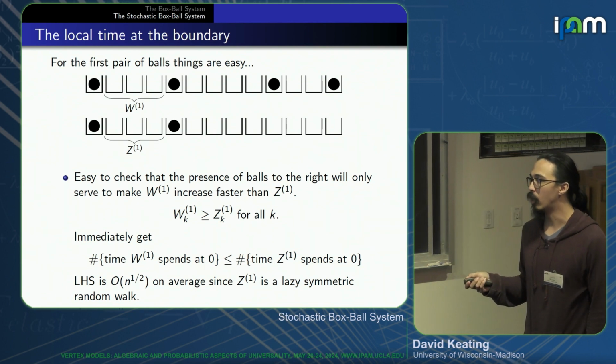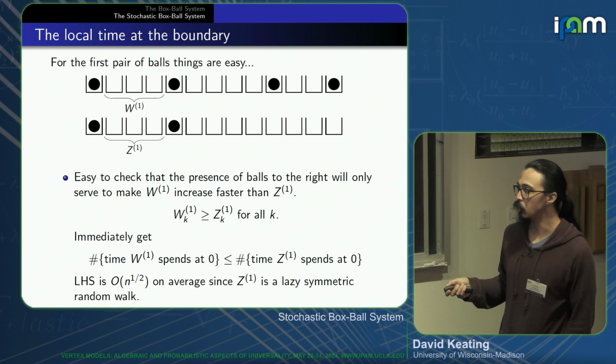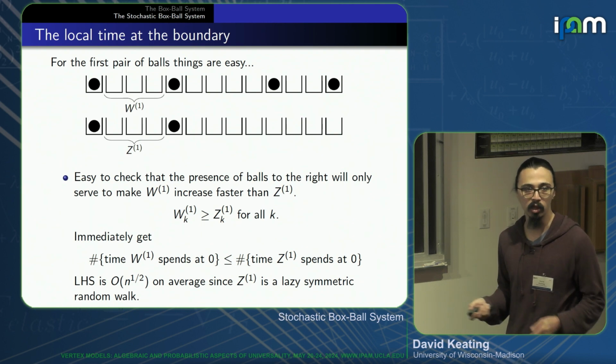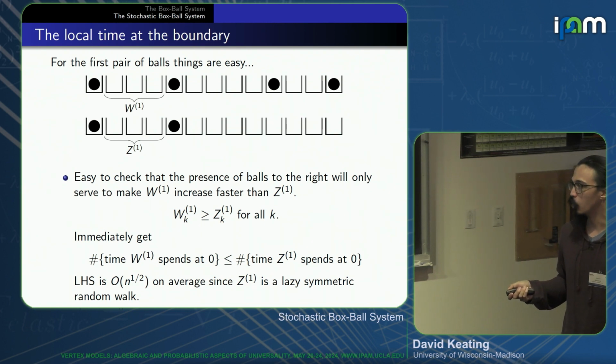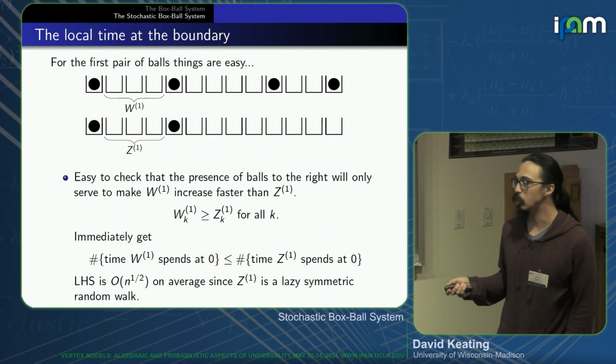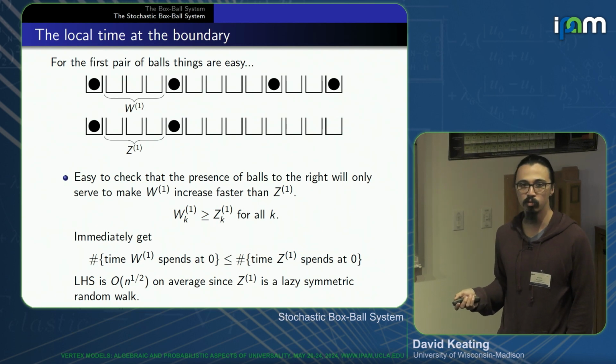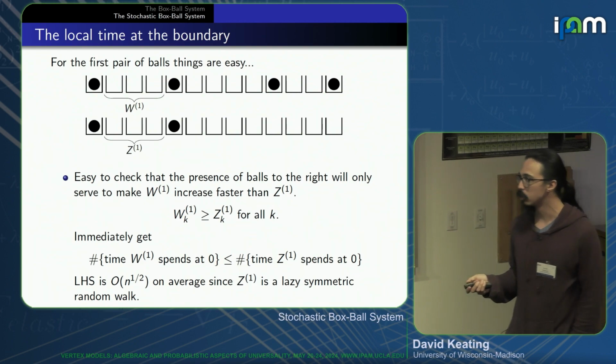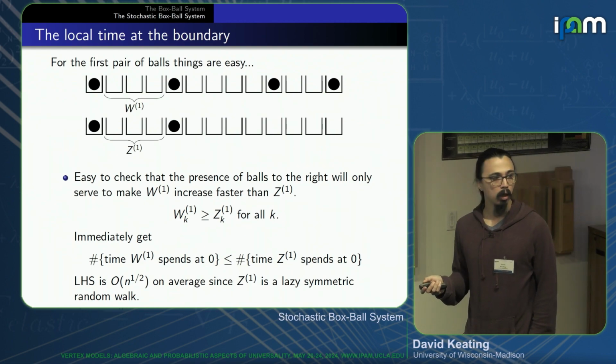And this lets us bound the time that W1 spends at 0 above by the time Z1 spends at 0. And because Z1 is just a lazy symmetric random walk, we know that the time Z1 spends at 0 is square root of n on average, if we take n steps. So that's nothing hard. Sorry, but it's the upper bound.